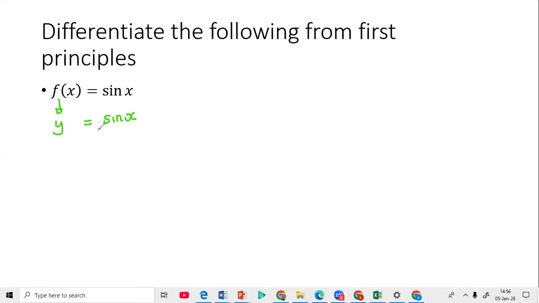Now, when we are differentiating from first principles, we add a small change in y and we add a small change in x. So I'm going to say y plus a small change in y will equal to sine of x plus small change in x. Now, this x is the angle. That is always the first step. And I want you always to take note that these angles are measured in radians. Never differentiate when these angles are not in radians.